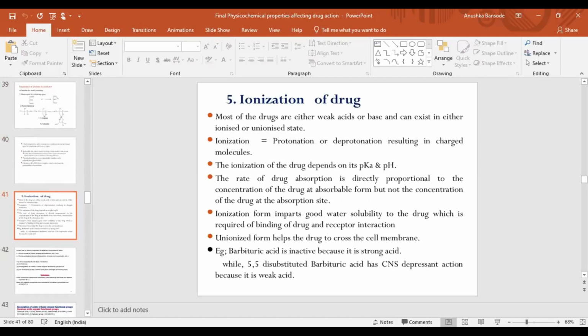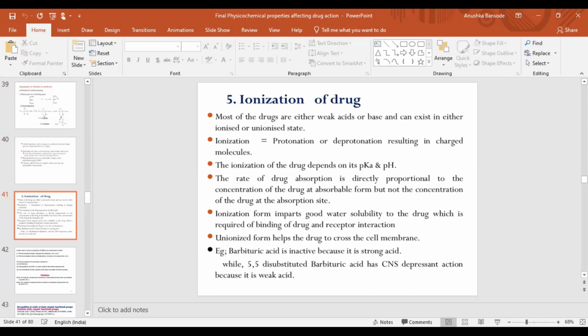The next parameter is ionization of drug. Most drugs are either weak acids or weak bases and exist in either ionized or unionized form. Ionization is protonation or deprotonation, which results in charged molecules. Ionization of a drug depends on its pK and pH. The rate of drug absorption is directly proportional to the concentration of the drug in absorbable form, but not the concentration of the drug at the absorption site.